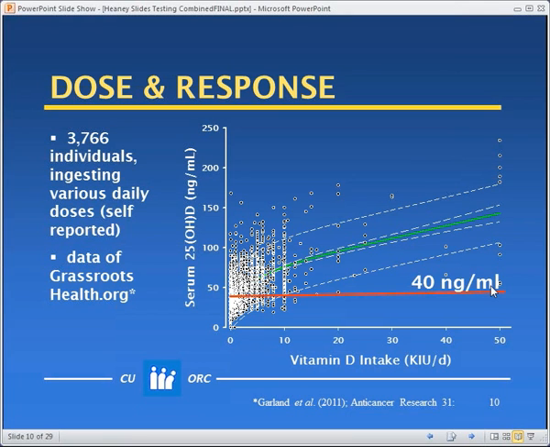That line across the horizontal says 40 nanograms per milliliter is where people are at that level. And what I want to bring your attention to right now, for the purposes of looking at the rest of my slides, is look at all of the points that are below 40 nanograms per milliliter. They're bunched over at pretty much less than 10,000 IU per day. But all of those people have less than 40 nanograms per milliliter. And some of them are taking rather substantial doses. So what difference does it make?